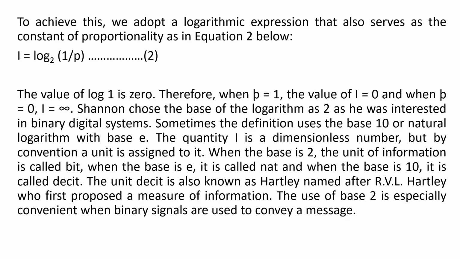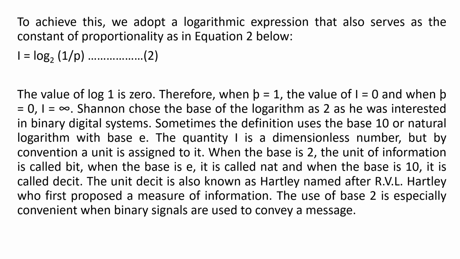Now the value of log 1 is 0. Therefore, when p equals 1, the value of I equals 0, and when p equals 0, I equals infinity. So p equal to 1 means highly probable, so information content is 0, and p equal to 0 means low probable, so information content is very high, that is infinity. Now Shannon chose the base of the logarithm as 2 as he was interested in binary digital systems. In binary systems, there are 2 bits or 2 binary digits, that is 0 and 1. That's why he chose the logarithmic base as 2.